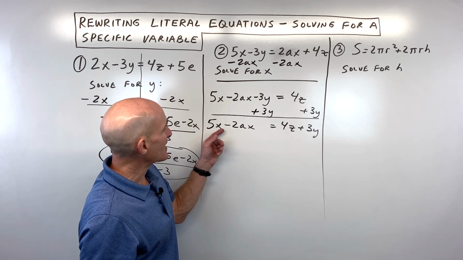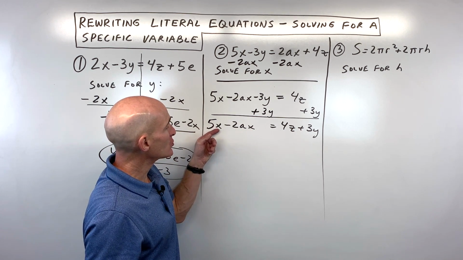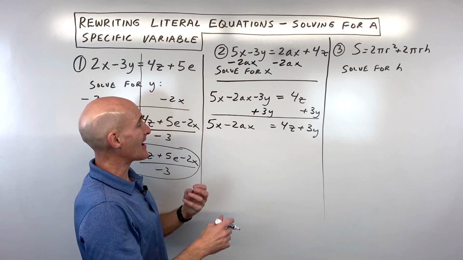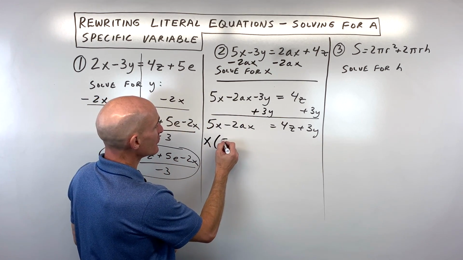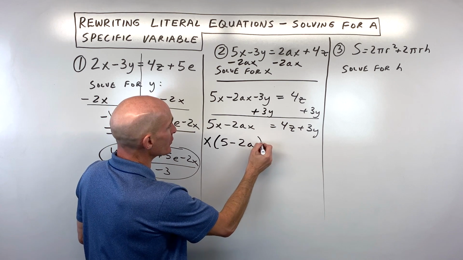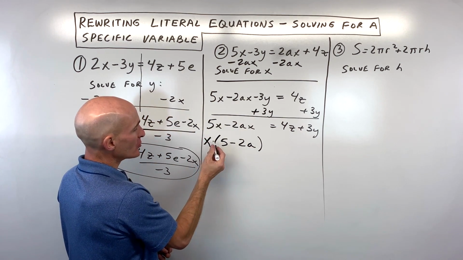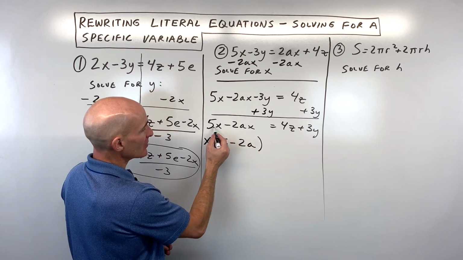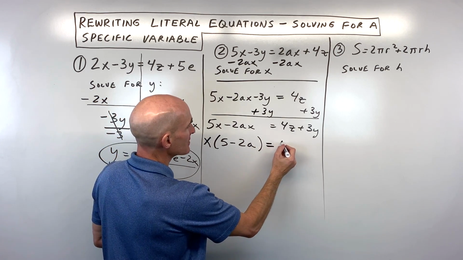And now we're trying to get this x by itself, but because it's in these two terms, I'm going to factor the x out. It's kind of like doing the distributive property backwards or in reverse. Okay, so I'm factoring it out. You can check your work if you distribute it back in. You'll get back to 5x minus 2ax.